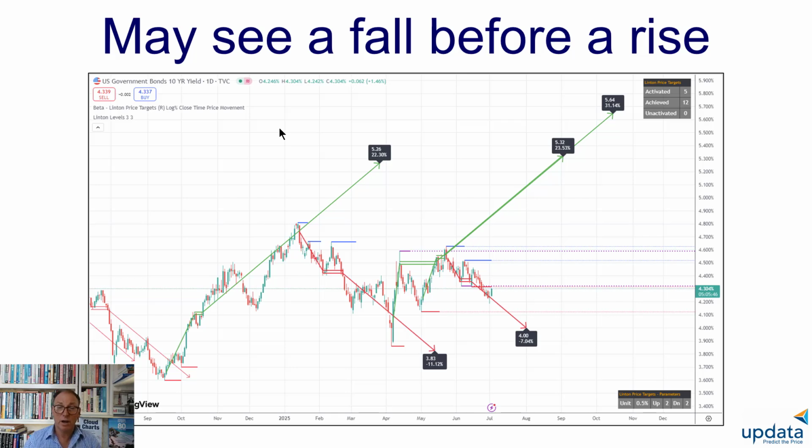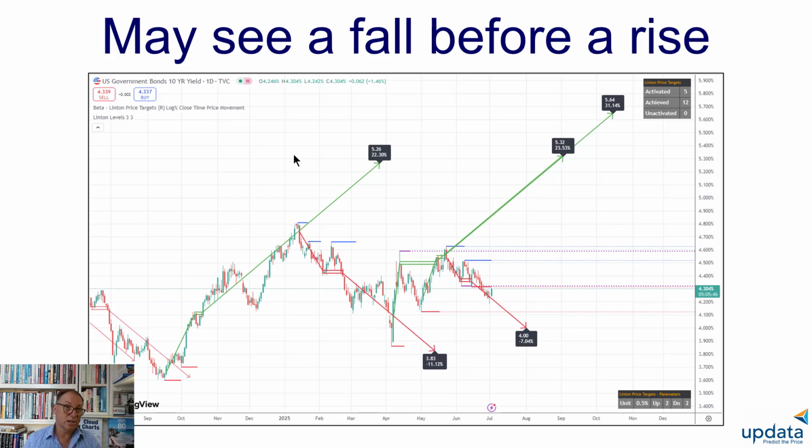Now, sometimes, so here we've got two upside targets, but we've also got a downside target. So we've got a bit of a mixed picture, and this just actually increases the uncertainty of the chart. And so when we have that, it just tells us that there's a lot of uncertainty.